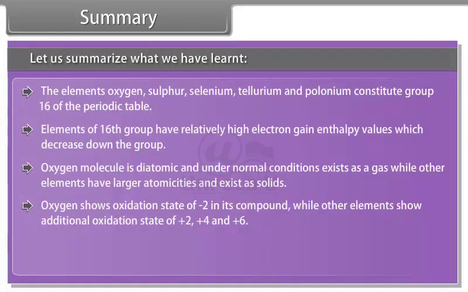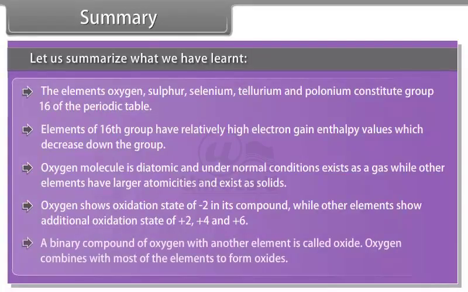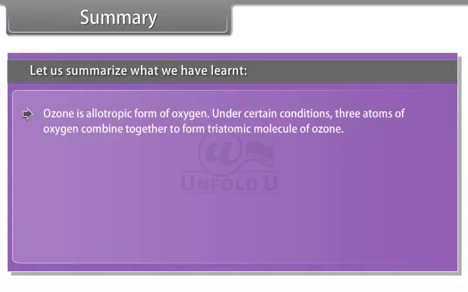Oxygen shows an oxidation state of -2 in its compounds, while other elements show additional oxidation states of +2, +4 and +6. A binary compound of oxygen with another element is called an oxide. Oxygen combines with most of the elements to form oxides. Ozone is an allotropic form of oxygen. Under certain conditions, 3 atoms of oxygen combine together to form the triatomic molecule of ozone.